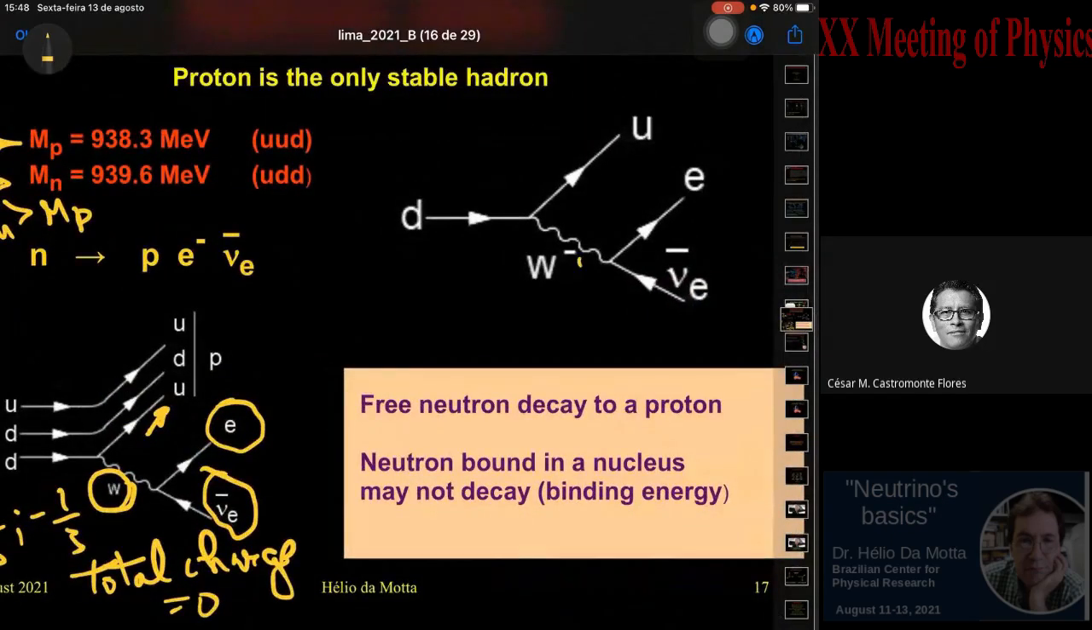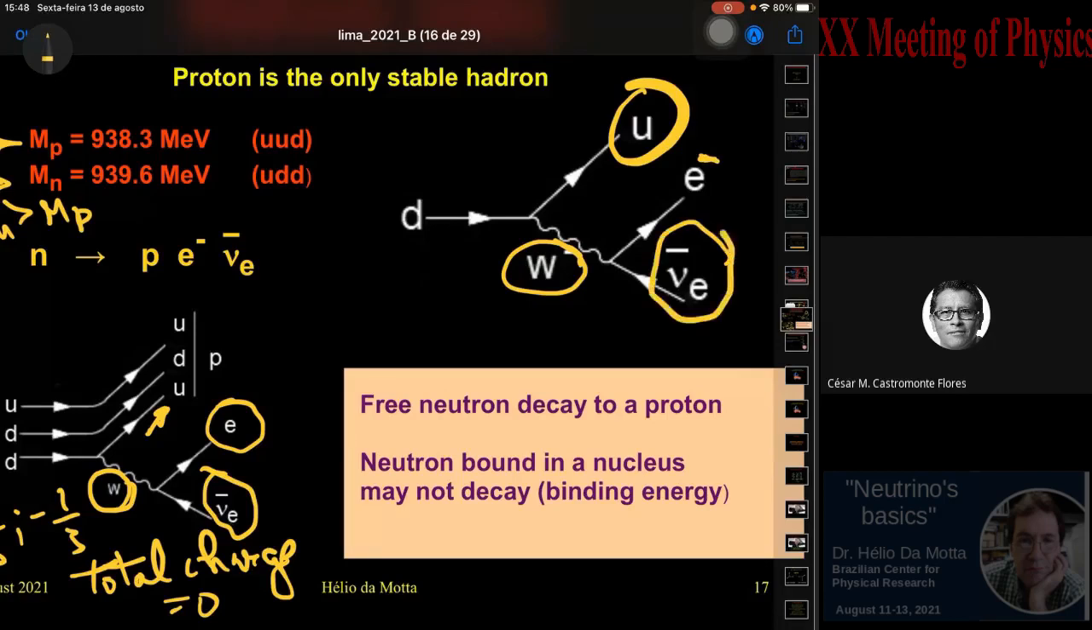The D exchanges the W, so its charge changes and becomes a U. Since it was within the particle making a neutron, now it will be a proton. And from this W minus, the electric charge is preserved. Okay, so I have a minus here, the minus we show here in the electron, and then we have the antineutrino here.